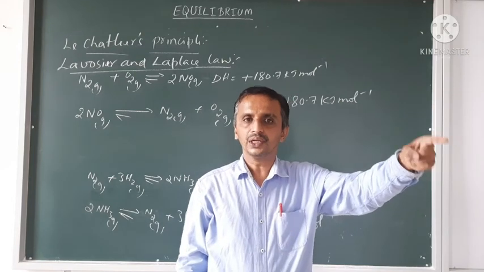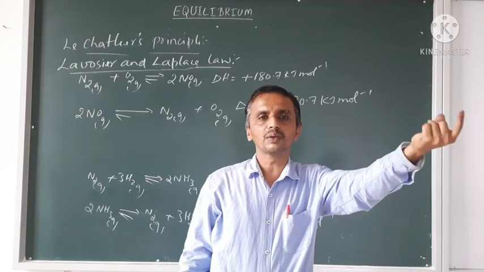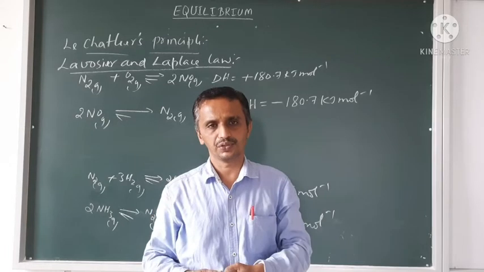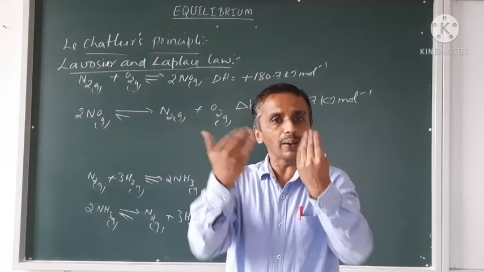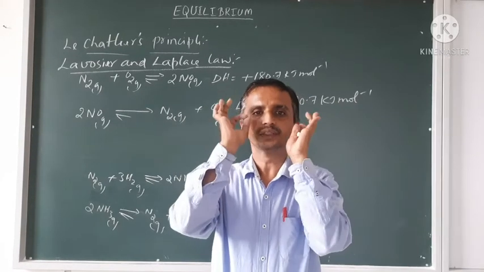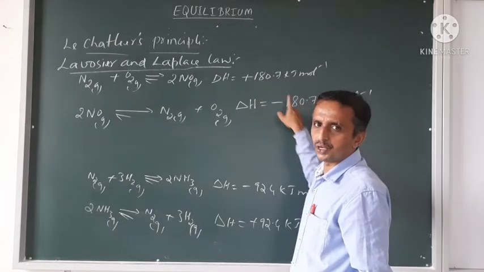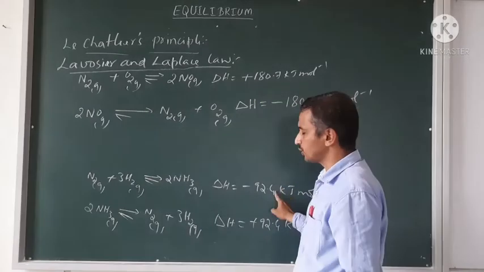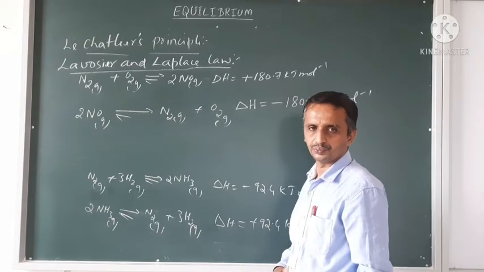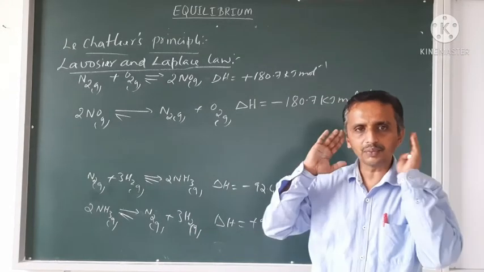It means in the forward reaction, if heat is evolved, in the backward reaction heat is absorbed, and vice versa. If in the forward reaction heat is absorbed, in the backward reaction heat is evolved. Simplest meaning: an endothermic reaction becomes exothermic, and an exothermic reaction becomes endothermic, if the same reaction is reversed. That is Lavoisier-Laplace law. At least remember that one.